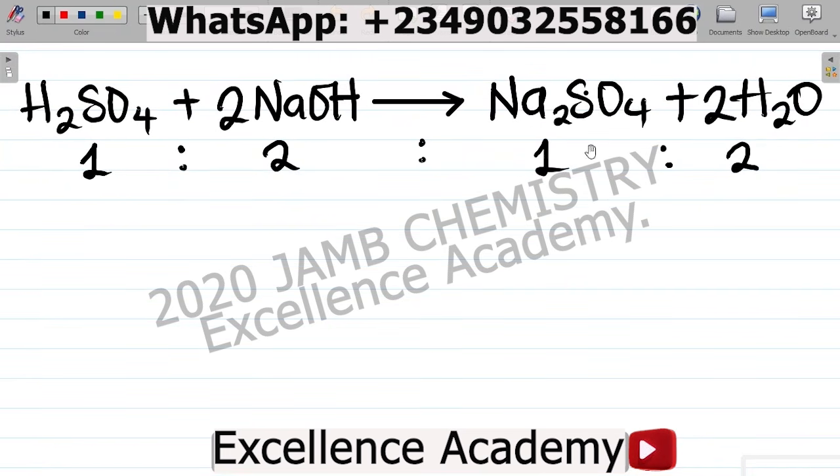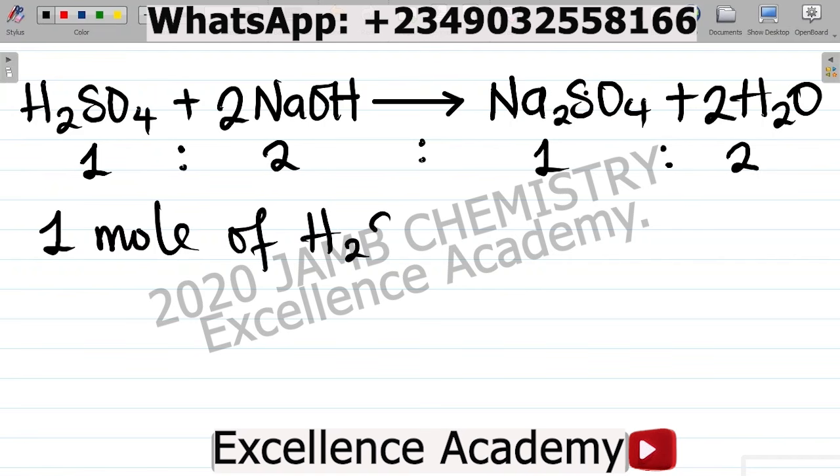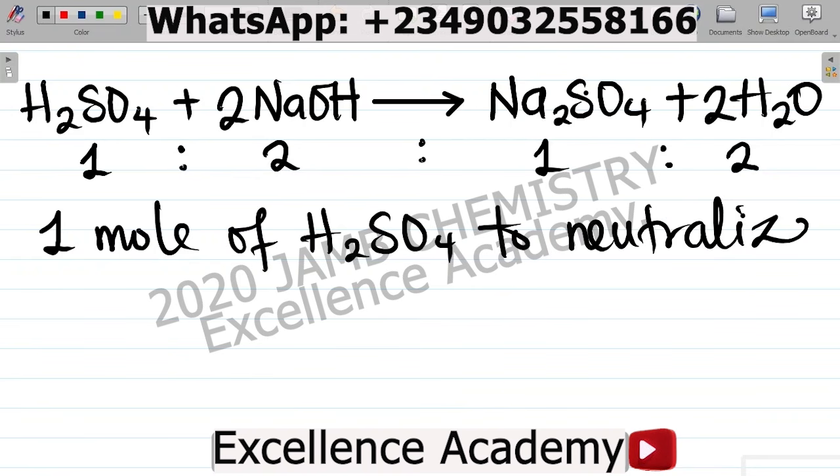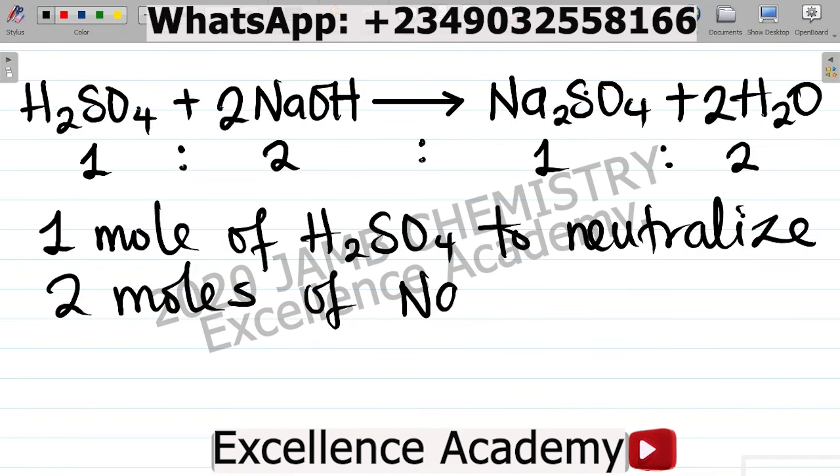Now you want to know that this is called the number of moles. It's called the molar ratio. So what you have there is molar ratio. From here, you can say that it takes 1 mole of this H2SO4 to neutralize 2 moles of sodium hydroxide, NaOH. That's it, 2 moles of this.